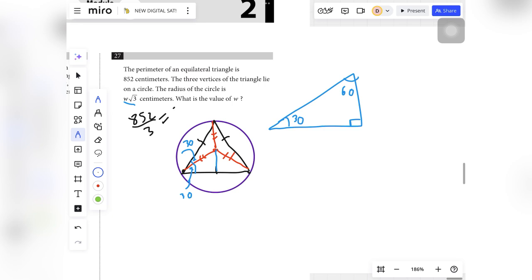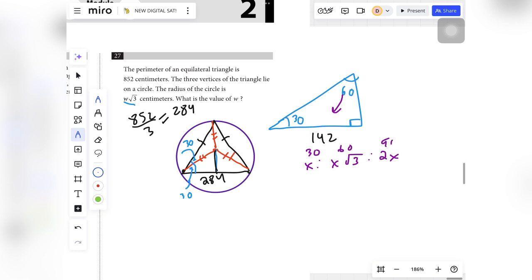Now, I know that each of the equilateral sides is going to be 852 divided by 3, which is 284. And if I cut that in half, because I'm taking half of that triangle from the bottom, I'm going to get a side length of 142. Now, I'm going to set up my x, x root 3, 2x relationship for a 30, 60, 90, which I can find on the SAT reference sheet, thank goodness.